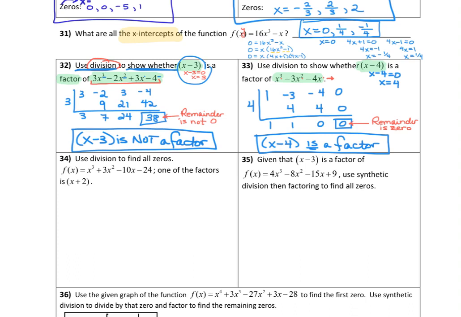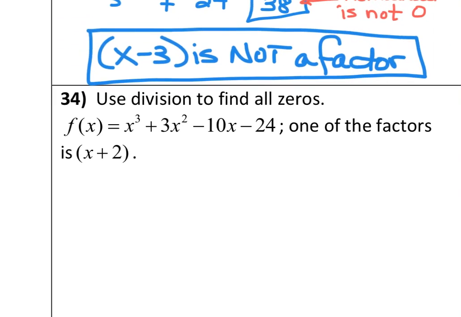Now, for problems like 34 and 35, you're going to use both division and factoring to solve a polynomial.